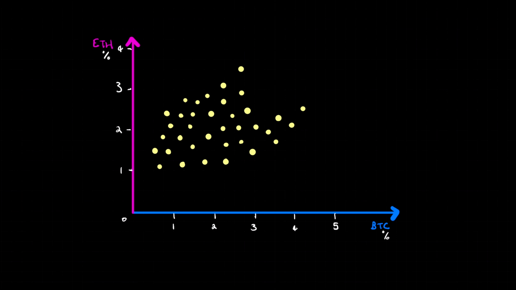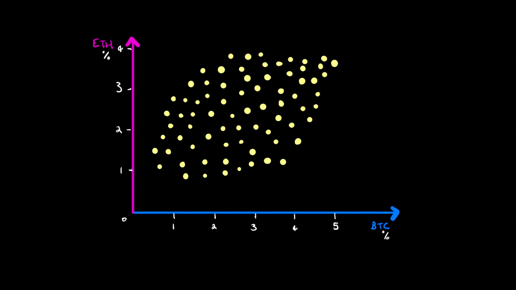illustration purposes. And you can see that this is starting to really look very positively correlated, i.e. when Bitcoin's returns are high, Ethereum's tend to be high, and when Bitcoin's are low, Ethereum's tend to be low. This would signal that these two assets are positively correlated.